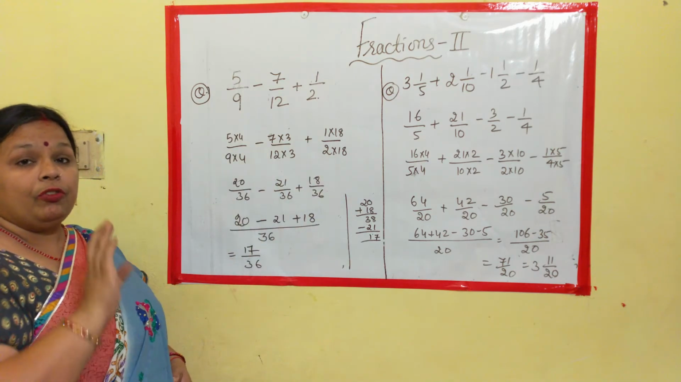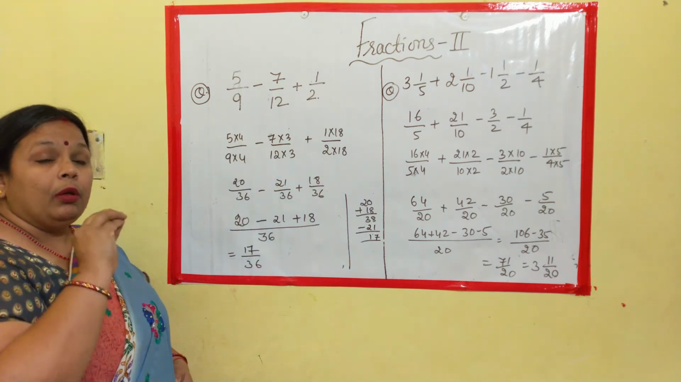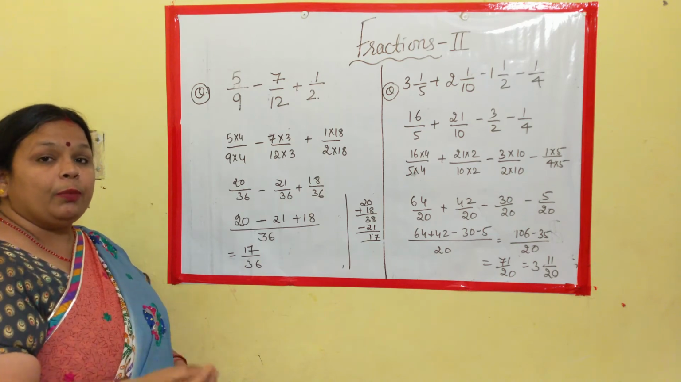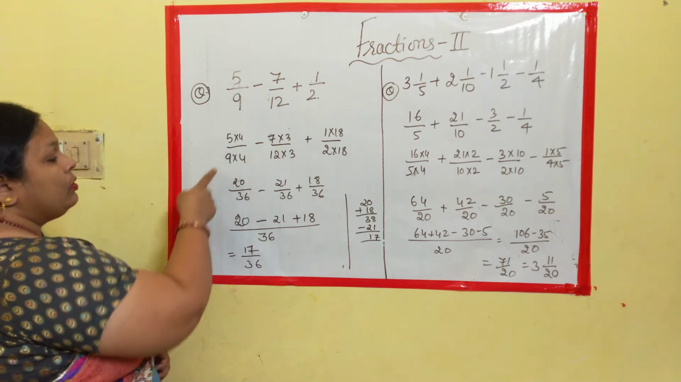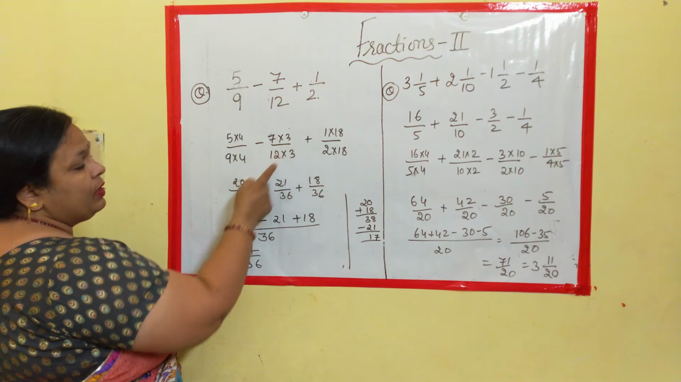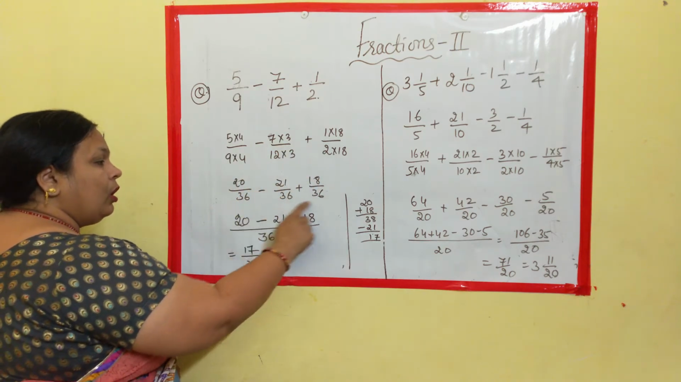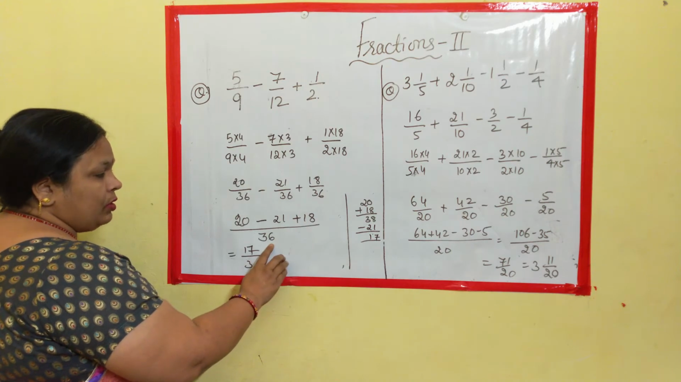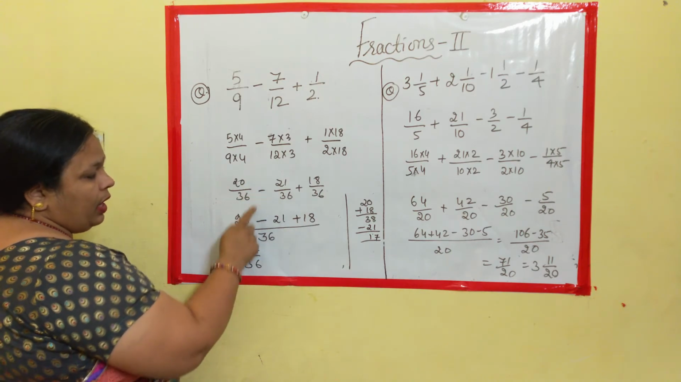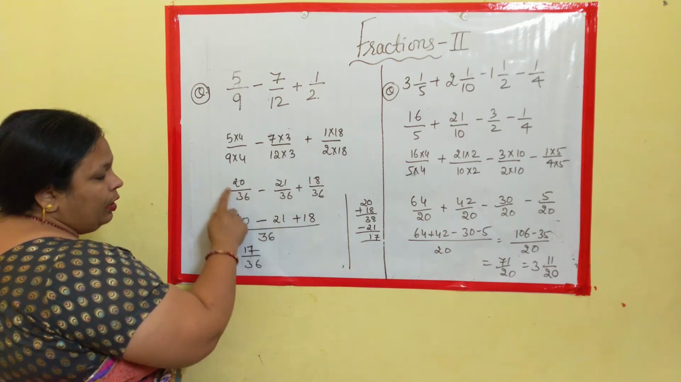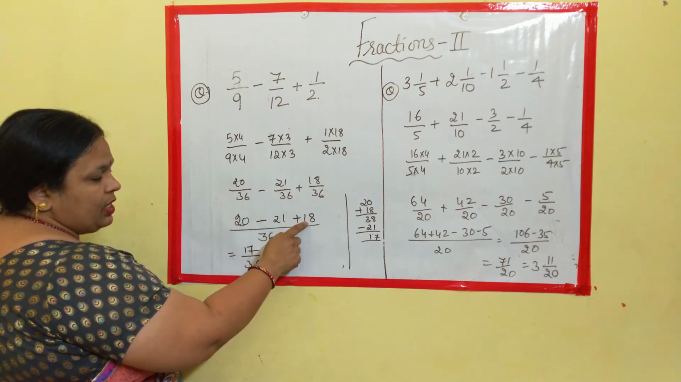Remember the multiplication for numerator and denominator, the number which we are using to be multiplied will be the same. Now this is 20 by 36 minus 7 threes are 21 by 36 and plus 18 by 36. All the denominators are the same, 36 taken as common. Numerators as it is with the sign copy, 20 minus 21 plus 18.